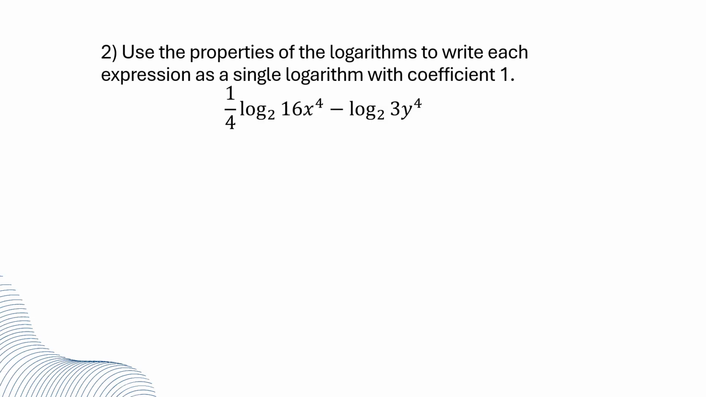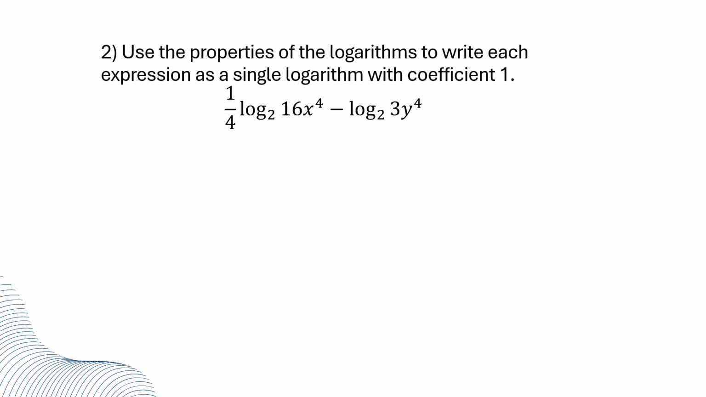So we expanded our logs. Now let's think about actually condensing into one single log. So use the properties of the logarithms to write each expression as a single logarithm with a coefficient of 1. So when we look at this, we have 1/4 log base 2 of 16x to the 4th minus log base 2 of 3y to the 4th.